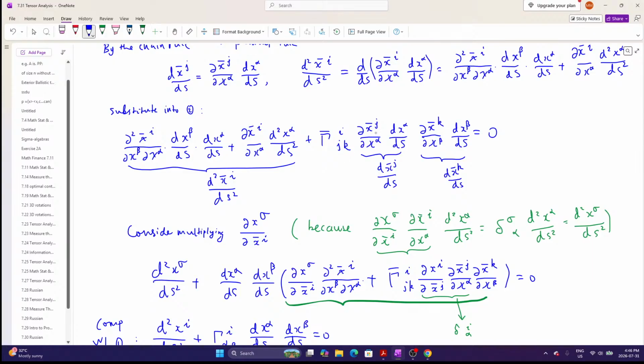Yeah, this is okay. dx bar, dxj bar, dxj bar over dx alpha, dxk bar over dx beta times dx sigma. So this is why the confusion came about. This should be dx sigma over dxi. So there's no Kronecker delta here. There's no Kronecker delta. Be very careful about indices.